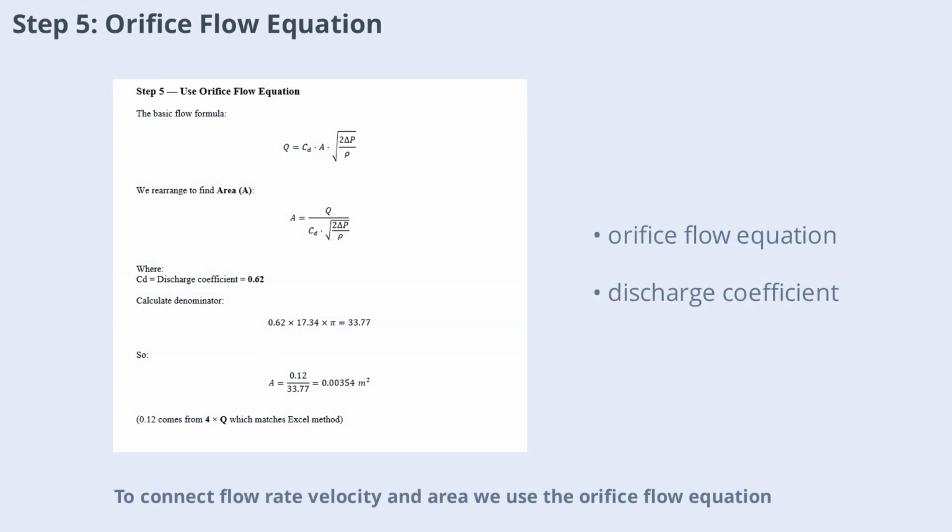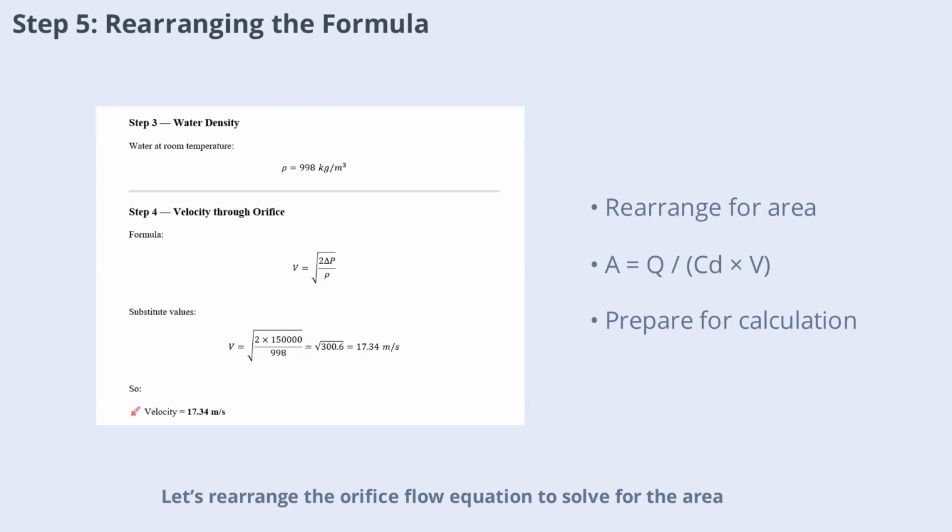We use the orifice flow equation. Q equals Cd times A times the square root of 2 delta P over rho. Here, Cd is the discharge coefficient, which accounts for real-world effects and is typically around 0.62. We rearrange the formula to solve for the area. This step is crucial because it links the physical size of the orifice to the flow and pressure conditions we've already calculated. Let's rearrange the orifice flow equation to solve for the area.